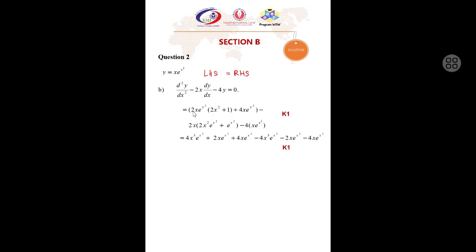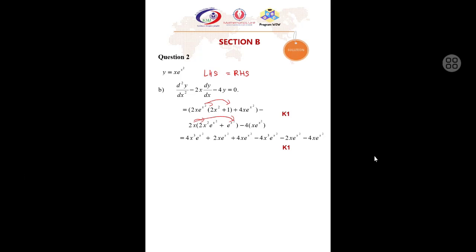You multiply inside the bracket. So 2x times e to the x square times 2x square, you will get 4x cubed e power of x square plus 4x e power of x square, minus 2x times 2x square, 4x cubed e power of x square, minus 2x e power of x square minus 4x e power of x square. Just multiply all terms inside the bracket. You simplify everything.